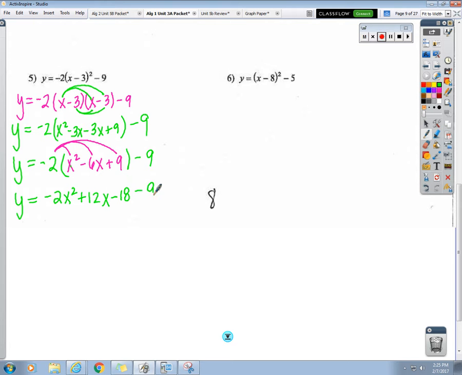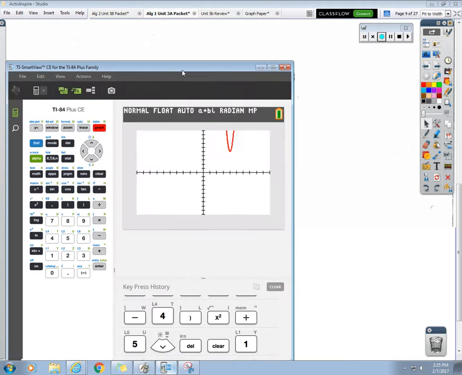And then minus 9. And so in the last step, just combine those constant values on the end, and you get negative 2x squared plus 12x minus 27, because negative 18 minus 9 is negative 27. Now, just like always, you can check it, and you should.